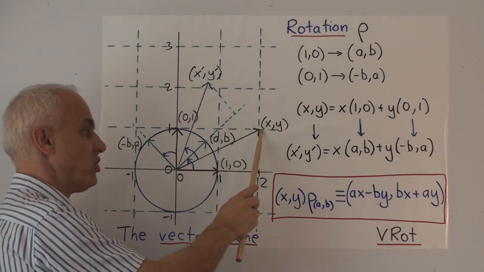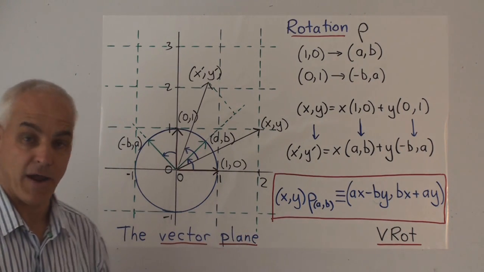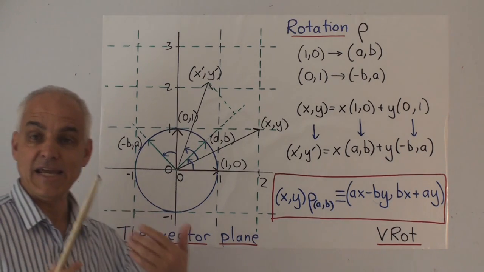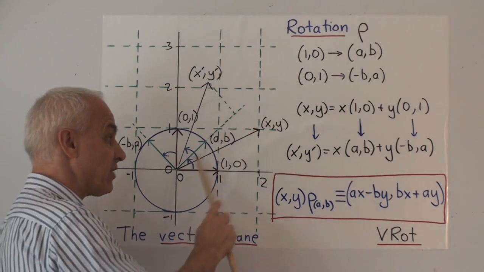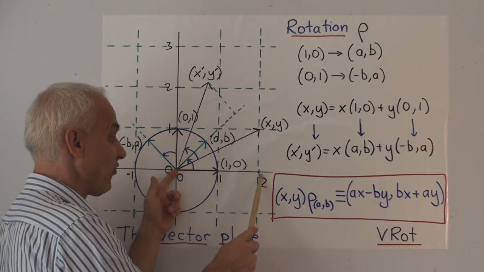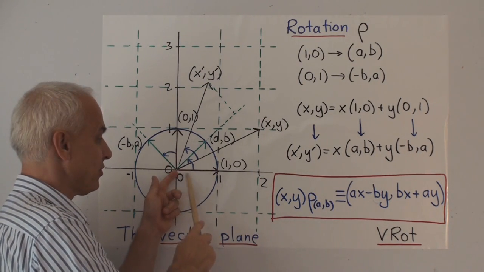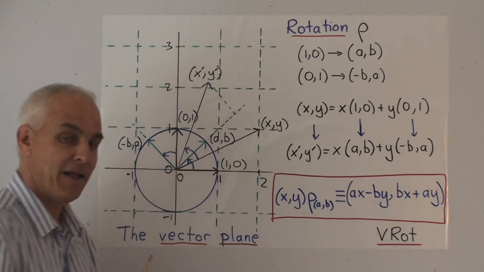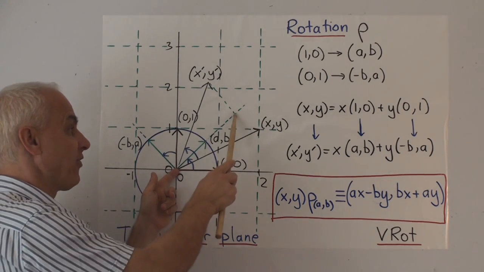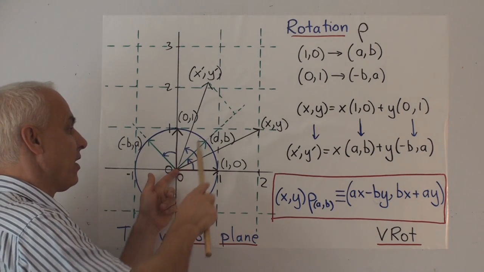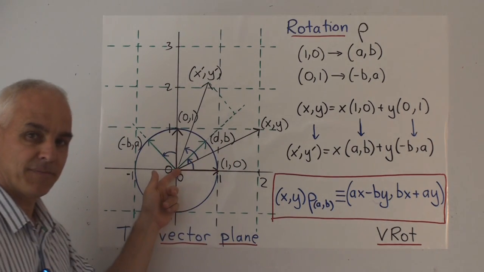And what does it do to a general vector, say like this one (x, y)? Well, we use the linearity of the rotation. Since this vector is 2 times this one plus this one, then when we rotate it, we're going to get 2 times this vector plus this vector. In other words, up here.